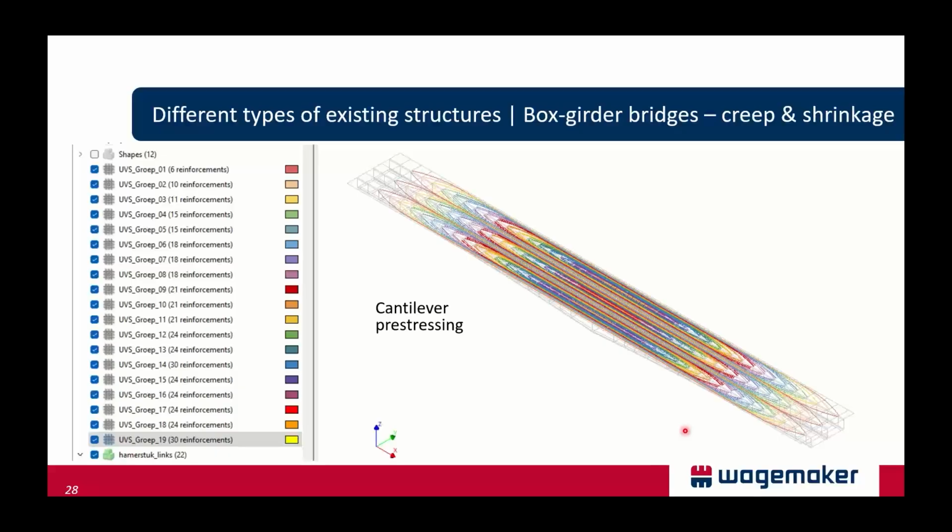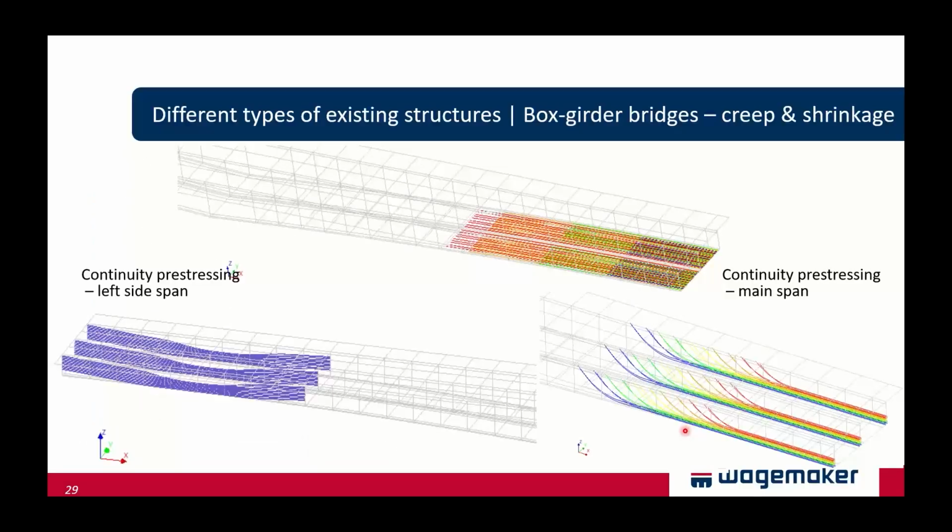And here you can see what the cantilever pre-stressing looks like, which is already present in the first phase, the building phase of this bridge. And then on this slide, we can see the continuity pre-stressing at the left side span and in the main span. And this is the pre-stressing that is actually post-tensioned after the closing segments have been placed.